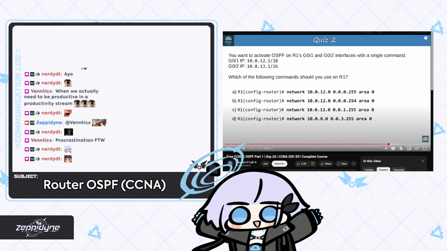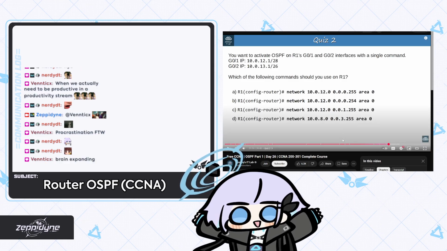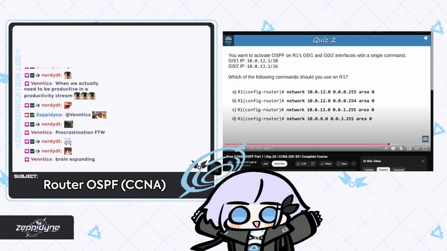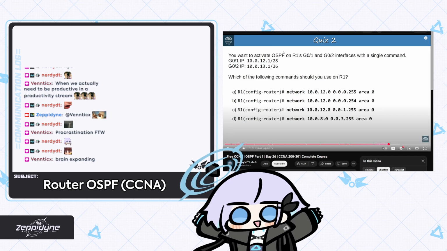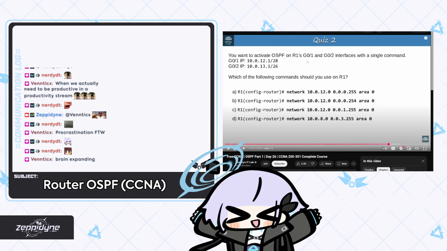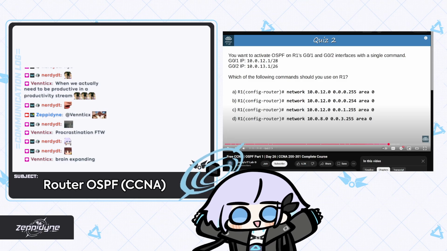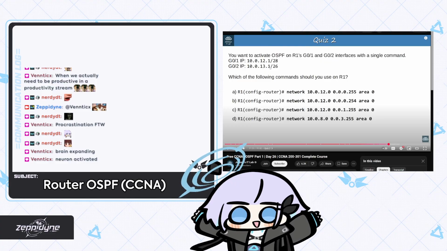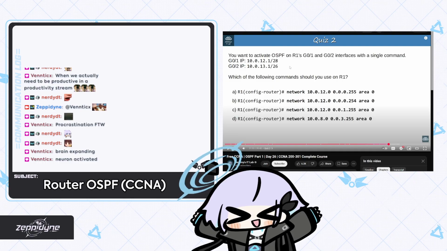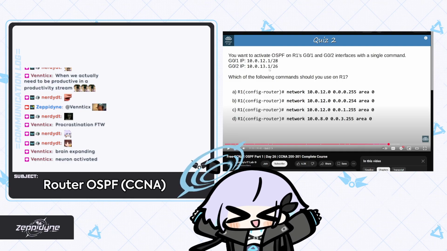Pause the video now to look at the question. You want to activate OSPF on R1's G0/1 and G0/2 interfaces with a single command.